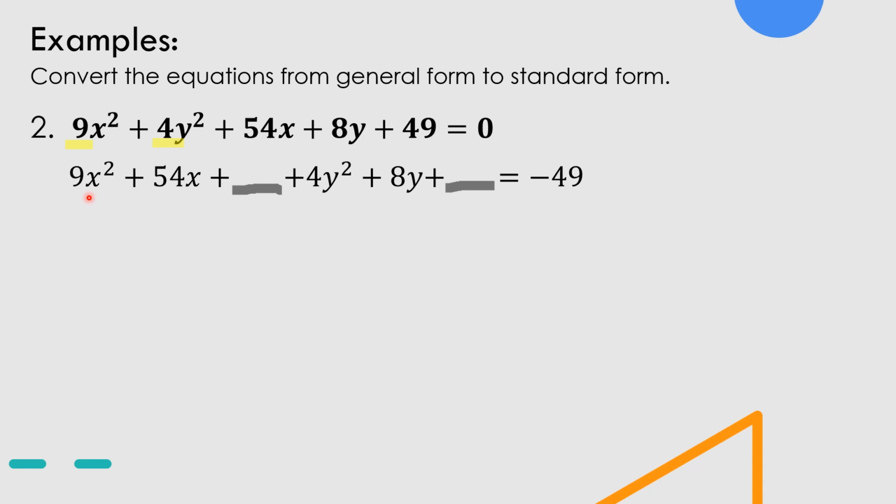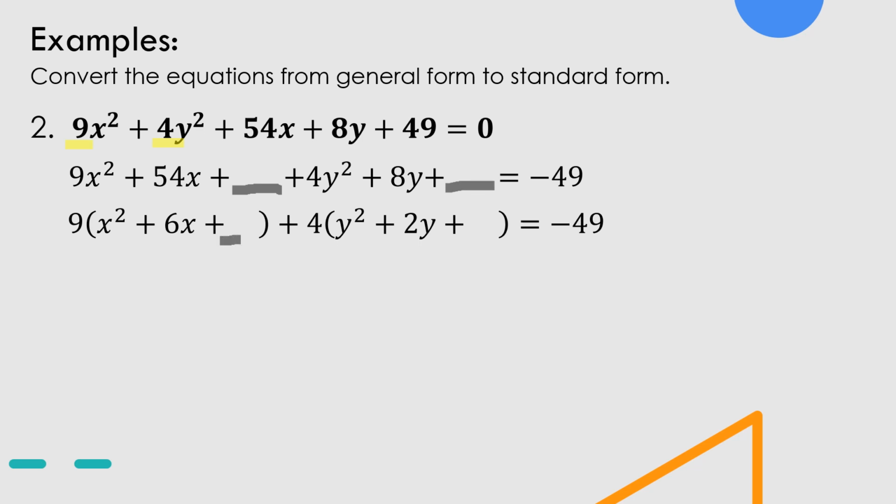So here we go, factor out the 9. That'll give me 9 multiplied by x squared plus 6x plus, there's my blank. And then factor out the 4 for the y terms. 4 multiplied by the quantity of y squared plus 2y plus its blank. And then on the other side of our equation, we are going to add those values to complete the square along with their multipliers, because it's 9 times that whole quantity and 4 multiplied by this entire y quantity. Okay, let me show you what I mean.